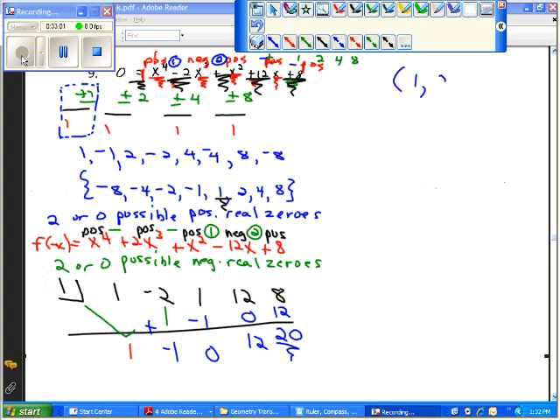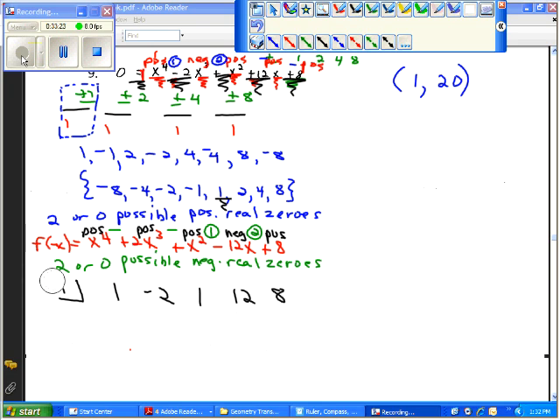It's a point. When x is 1, we know that y is 20 because the remainder in synthetic division is the function value at that x, right? So we got a point, but we didn't get a root. So we got to try something else. So we'll start over here. And we need to put something else there, and this time we'll try a negative 2. Because somebody said so.